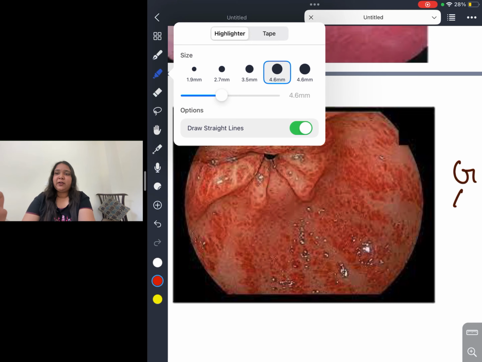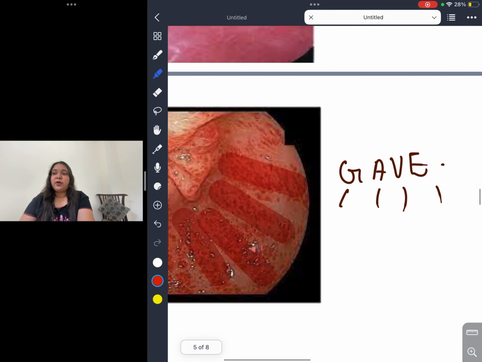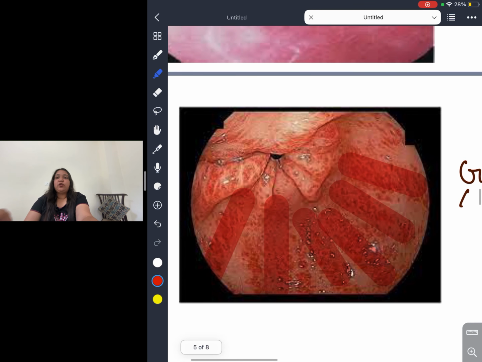It looks like a watermelon, right? See these red striae, due to these red striae it looks like a watermelon. So watermelon stomach or GAVE. Now in this condition, you have to go for argon photocoagulation. I'll not go into the details. But remember this photo, this is an example of GAVE, mostly in the antral part of your stomach.